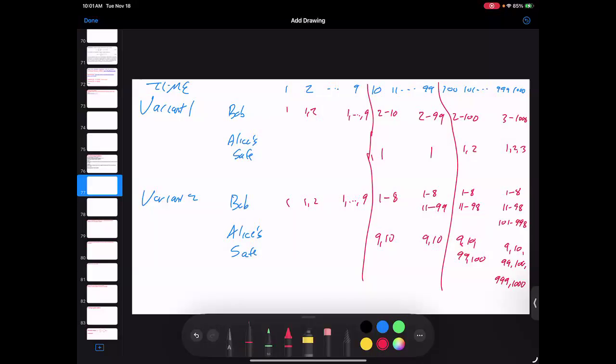She's got twice as much money. Doesn't it seem like the second method is better for Alice and worse for Bob? So who would like to be Bob in variant 2? Who would like to be Bob in variant 1? You've got to choose. Which Bob do you want to be? Variant 2. Is there anybody who would rather be Bob in variant 1?